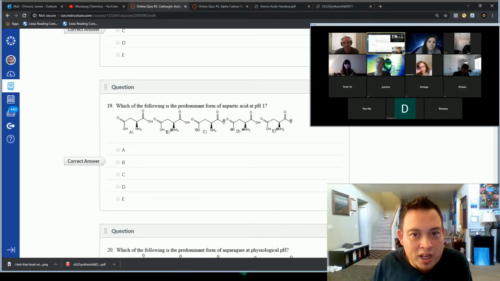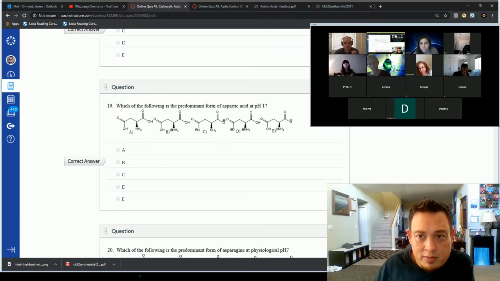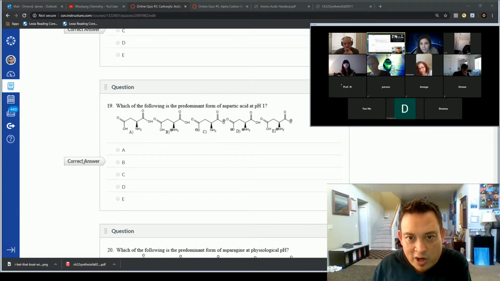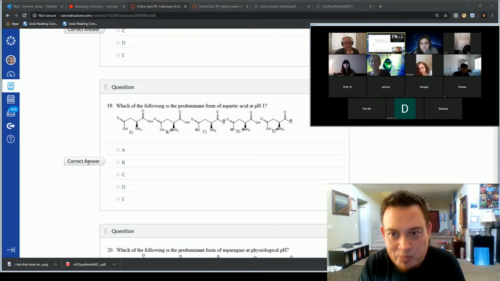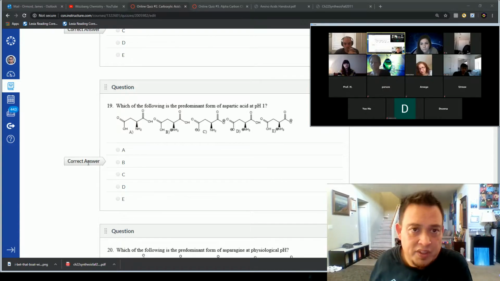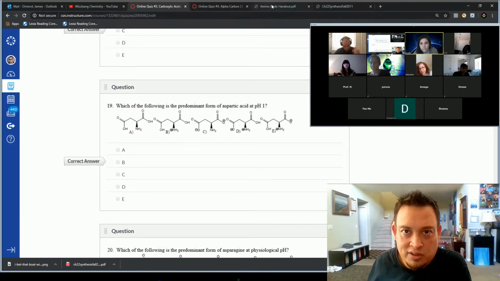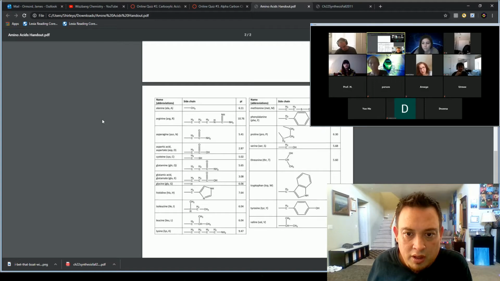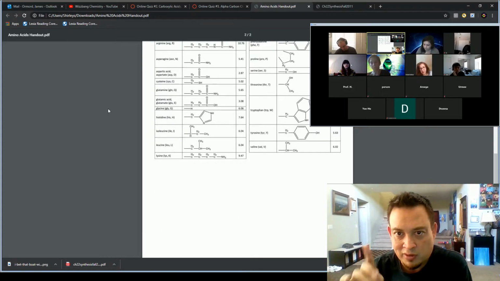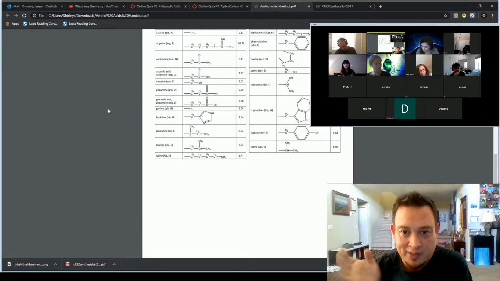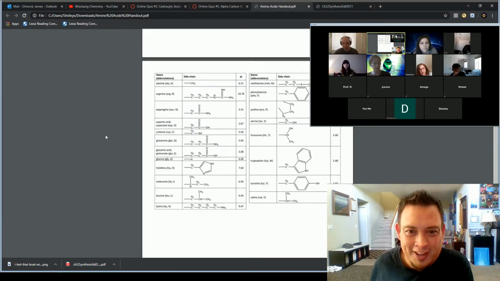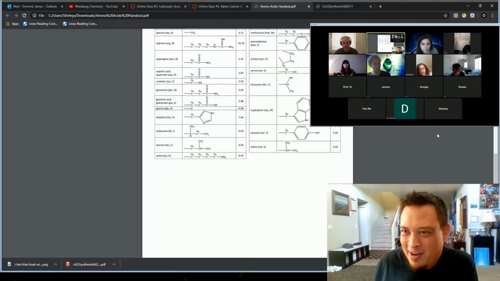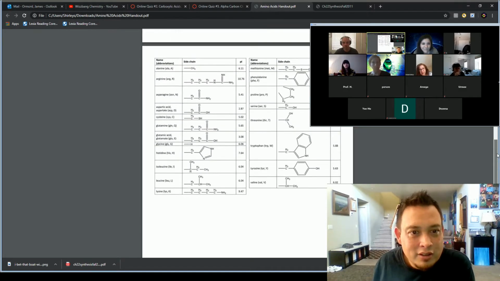All right, so next one here, what is the predominant form of aspartic acid at pH of 1? We are showing the right answer here, but I want to talk through the logic of it. You need to know what the pI of aspartic acid is. Referring to this chart, I do want to point out that on the exam there was one question where you needed a pI, and I just gave it to you in the question, so you didn't have to look it up. I got a little bit of pushback about not giving a heads up about this one.